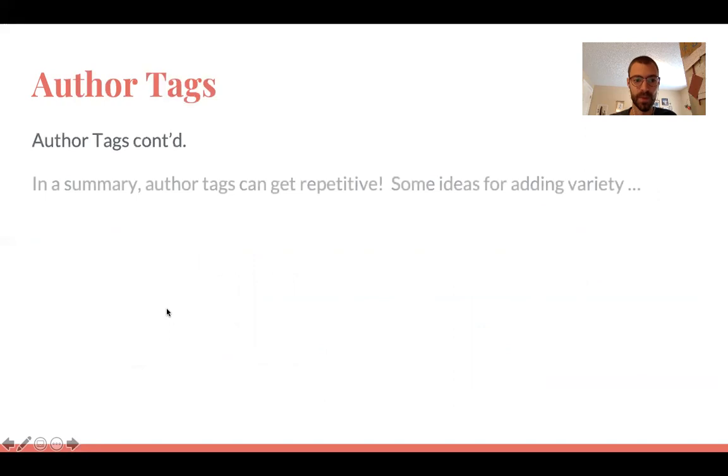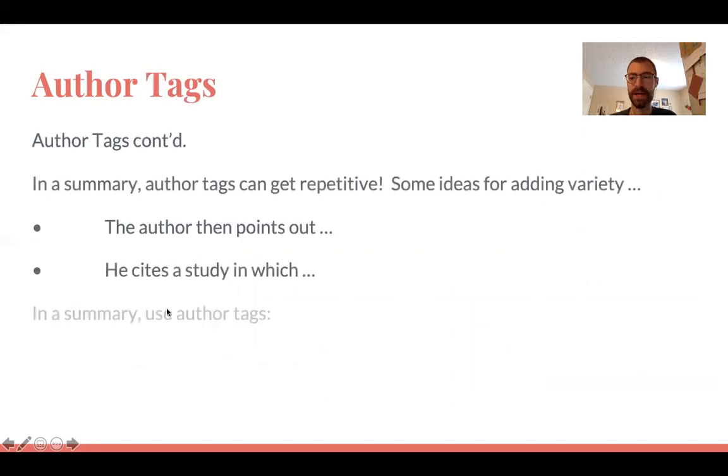Author tags can get kind of repetitive. Edmondson said this, Edmondson said that. So you can find a way to vary them. "The author then points out," "he cites a study." In your writing, this is not the most important thing for A1, but you should start thinking about whether there is a way that you can change these up so that it's not always the same couple of words.